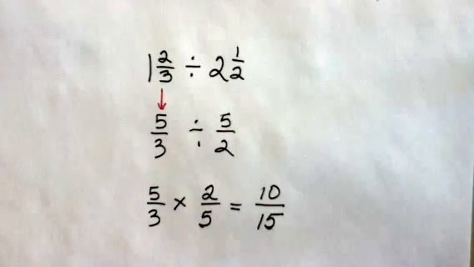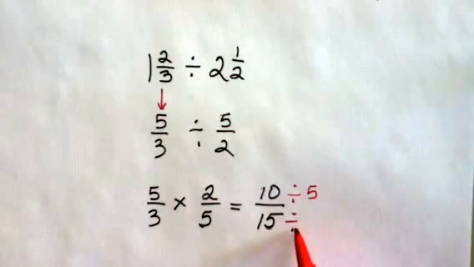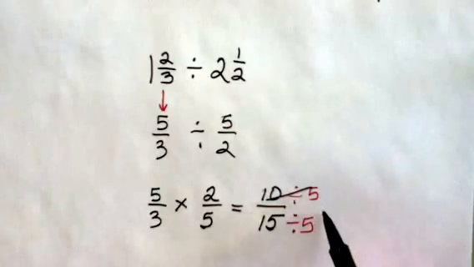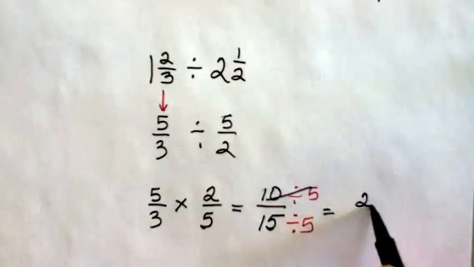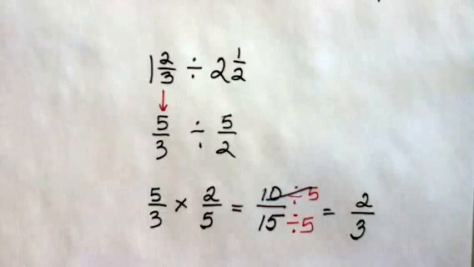Well, I see I can divide both 10 and 15 by 5. 10 divided by 5 is 2. 15 divided by 5 is 3, and my final answer is 2/3.